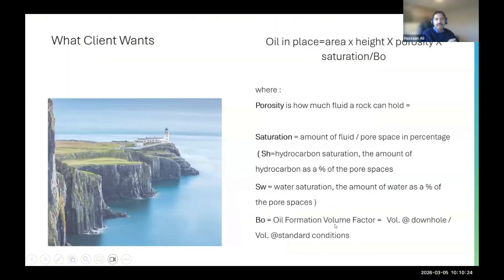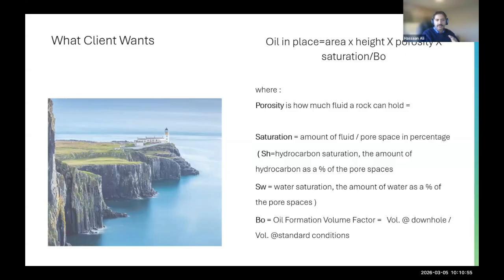All right. Why we are doing this, right? There is one key aim of wireline: to determine how much oil is in that place. Right? Client wants to know how much oil, what depth, and what is the recoverable amount of that. So we actually use a formula for that, which is oil in a certain particular volume is area, height, porosity, and saturation.